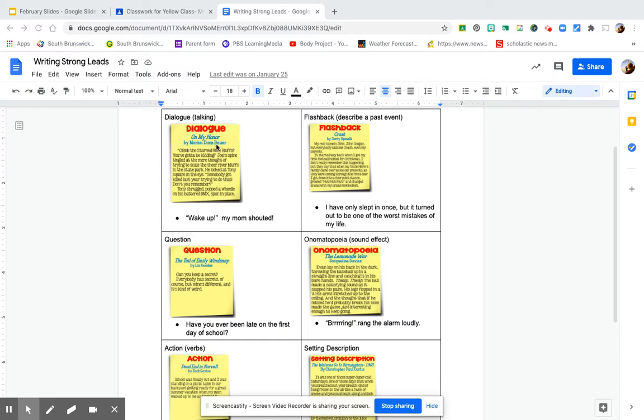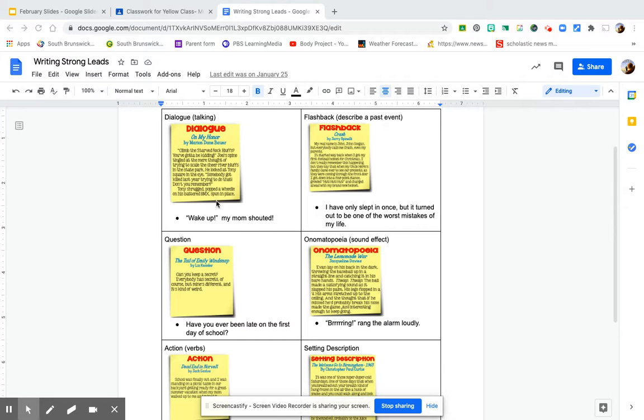And a dialogue is when people are talking to each other. And here's an example of one. "Wake up," my mom shouted. I answered back groggily, "I don't want to get up." That's dialogue, okay? Yes, it often is a good way to bring in a story.